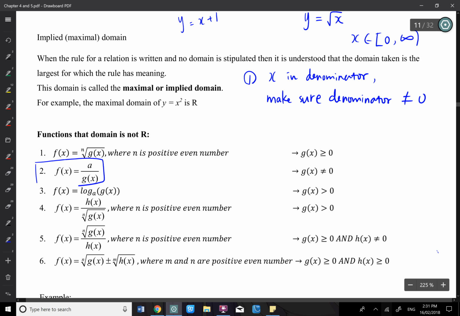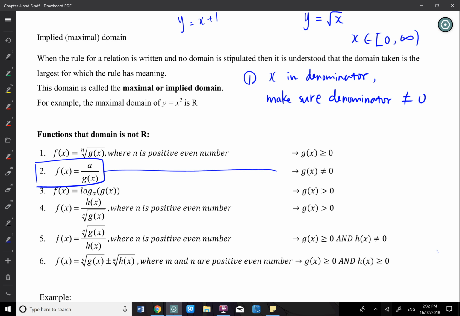I made the case list really detailed, showing what kinds of situations you can have, but overall there are only 3 things. The first is when you have x involved in the denominator, we need to make sure the denominator does not equal 0. You'll see examples in a minute.